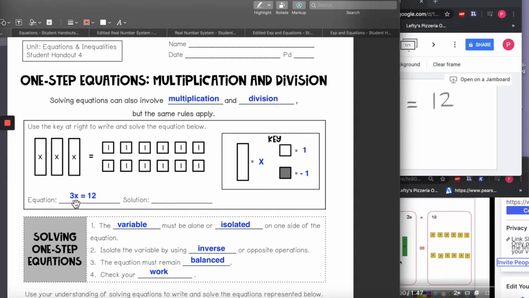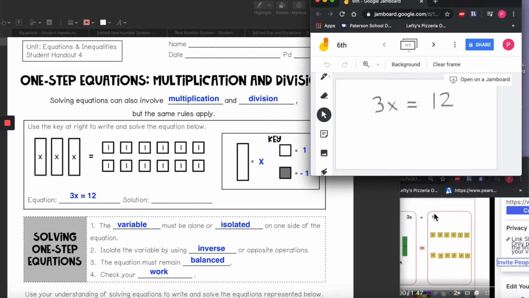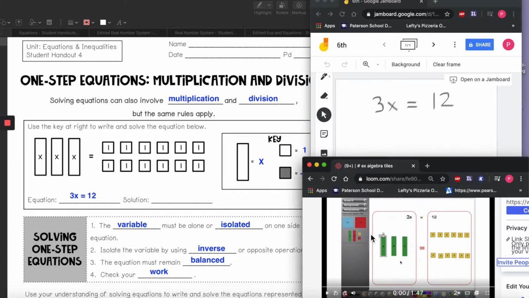Right here we have 3x. You know that a number next to a variable is multiplication. So what's the opposite of multiplication? It is division. So I'm going to use my algebra tiles as well to help solve this equation.